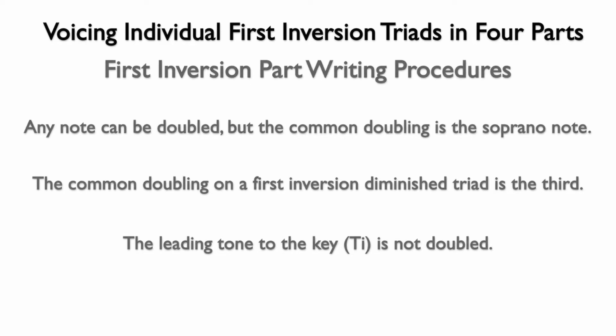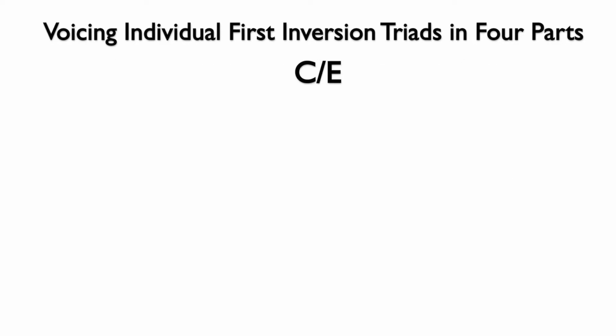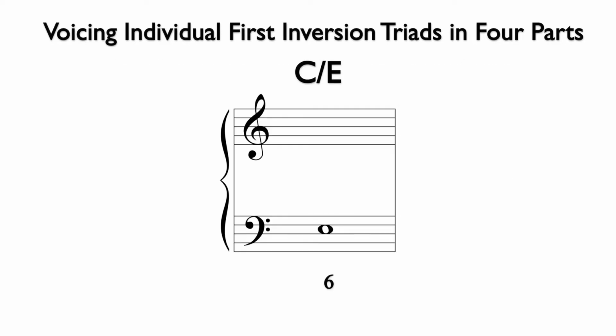Let's begin by voicing a C major triad in first inversion. Here we have E in the bass with a sixth figure. This figure refers to a first inversion triad, so this is a C major triad with E in the bass. This is a 1/6 chord in C major.